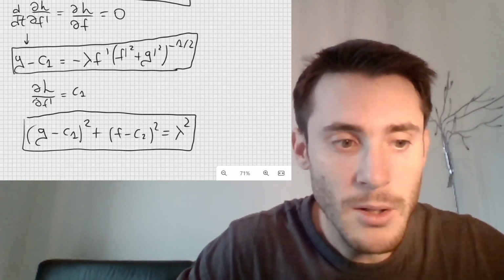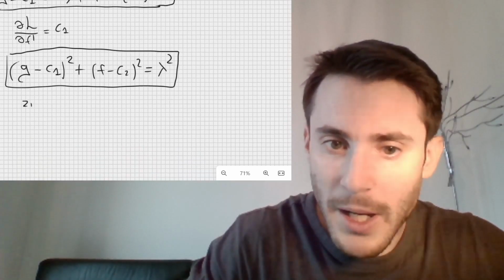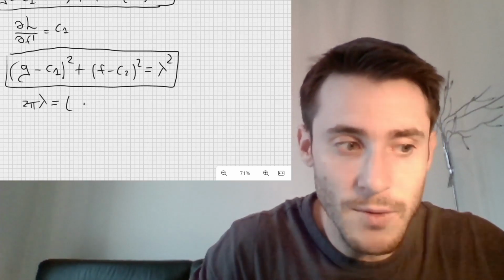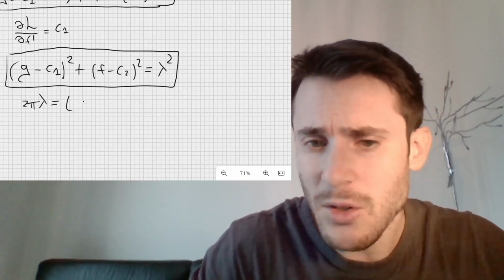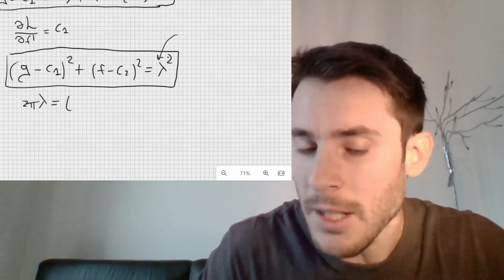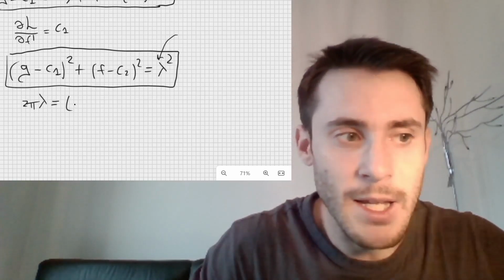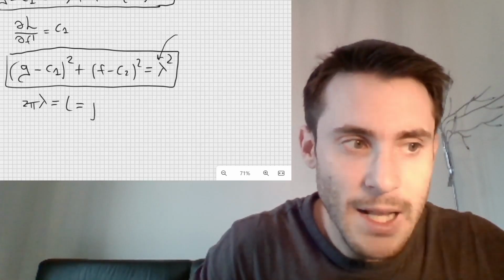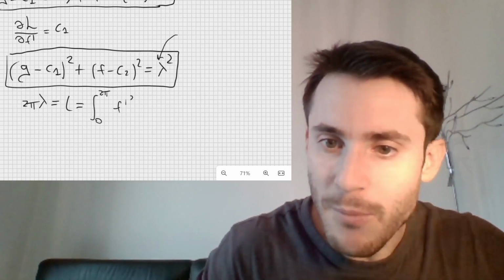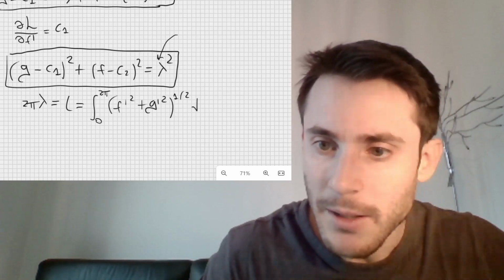The multiplier lambda, on the other hand, must be such that 2 pi lambda is equal to L, which is the length of the curve, the length of the circumference. And this is quite easy to realize because you can see that the circumference here has a radius equal to lambda. So 2 pi lambda is equal to the length of our curve, right? And remember that L can also be calculated by using the formula from before, the integral from 0 to 2 pi of (f prime squared plus g prime squared) to the power of 1/2 dt.